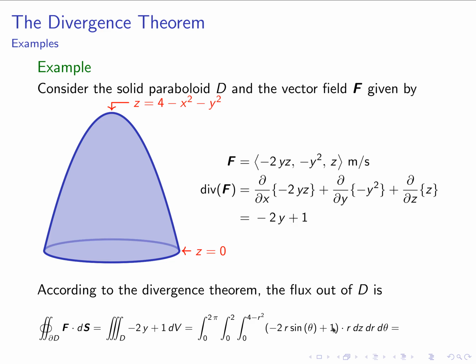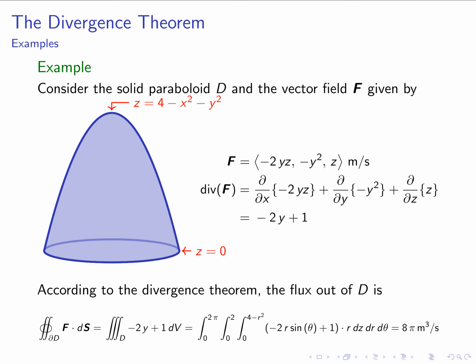And since we are switching to cylindrical coordinates, we have to multiply by the Jacobian determinant, which again is equal to r for cylindrical coordinates. And then now we can evaluate our triple integral. And when I did the calculus, I got 8 pi meters cubed per second.